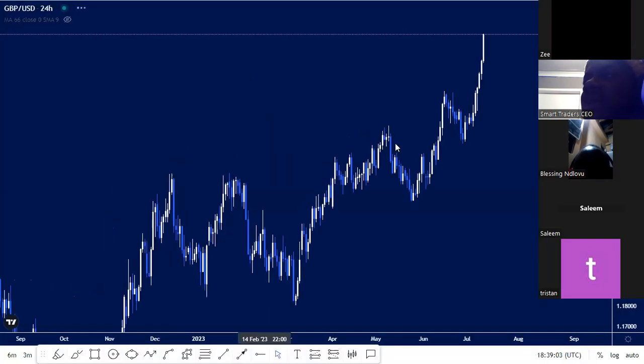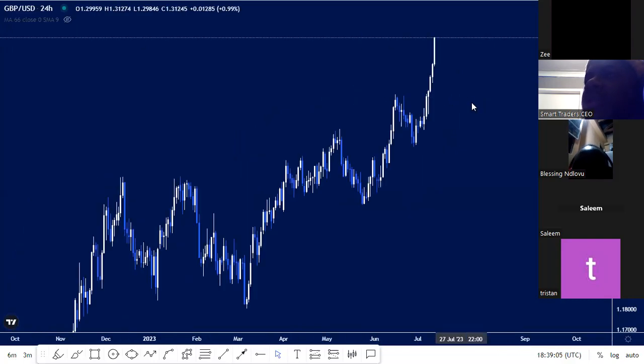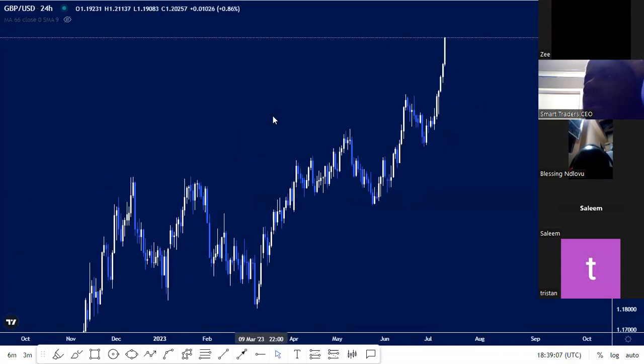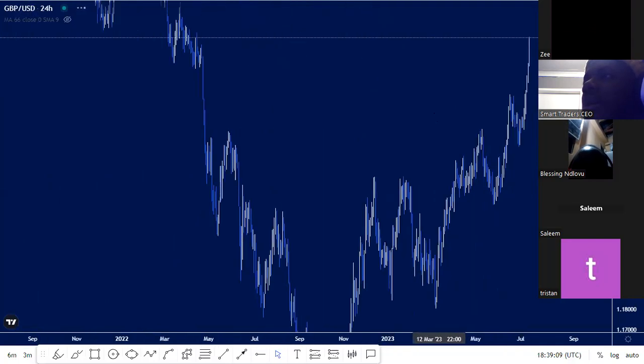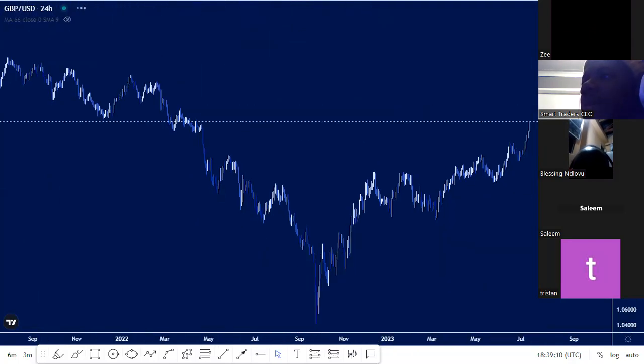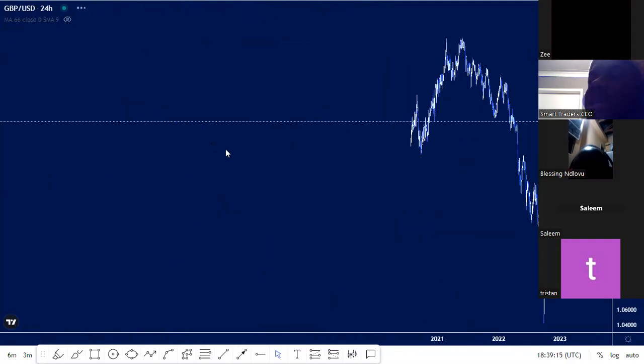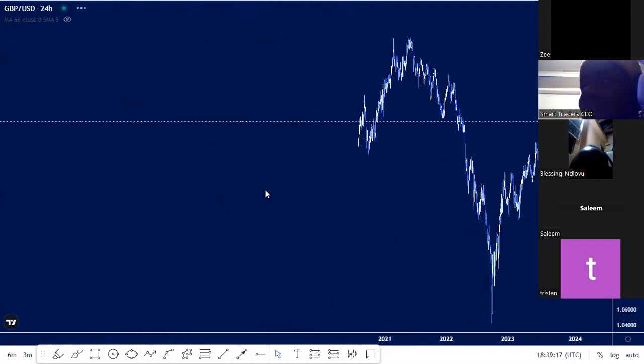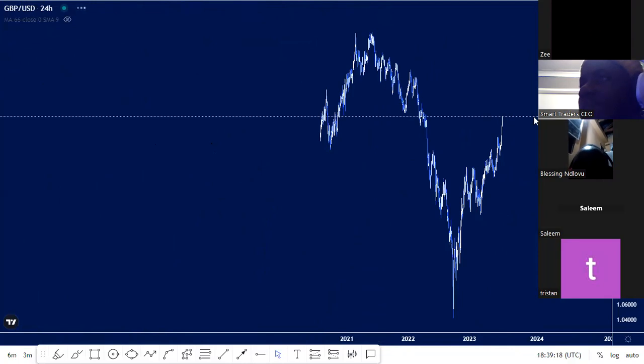The only currency pair that I trade is GBP USD and other. Okay, so this is GBP USD. This is the pound against the dollar. That is what that symbol means.